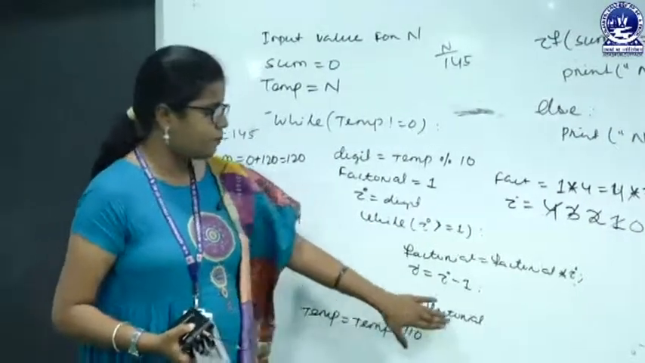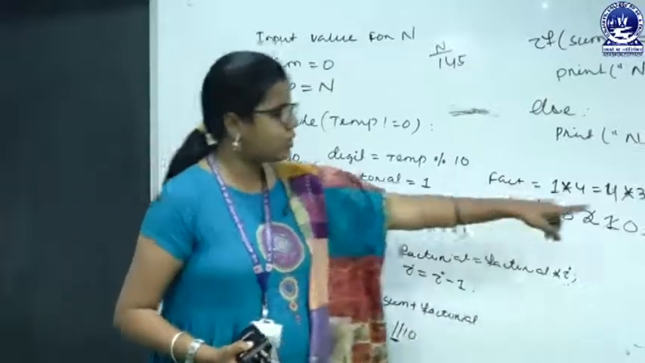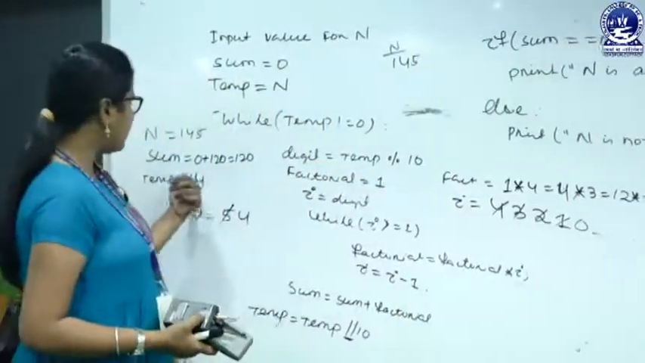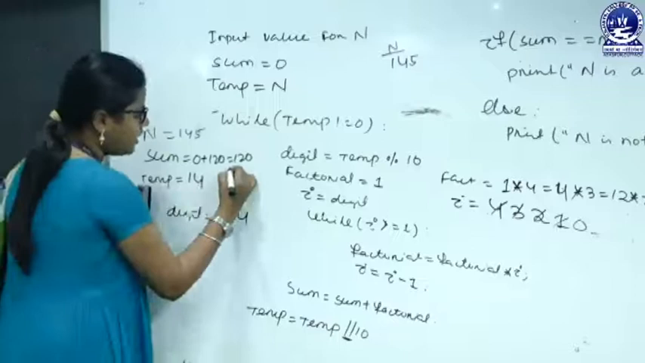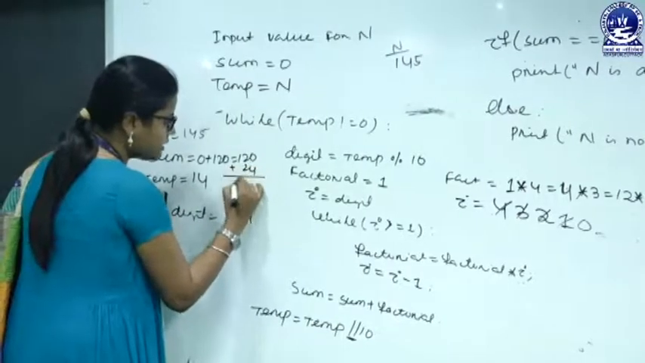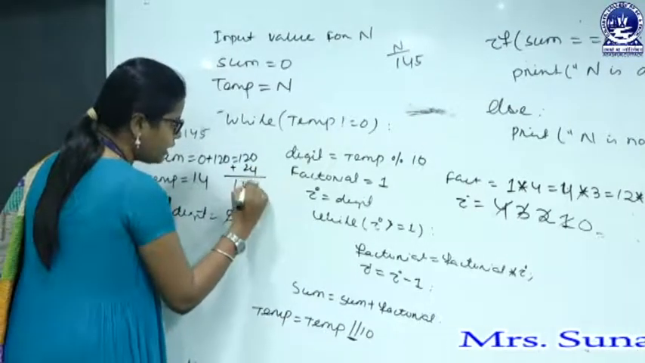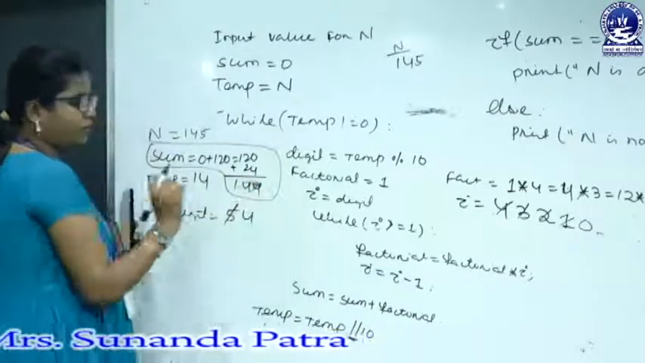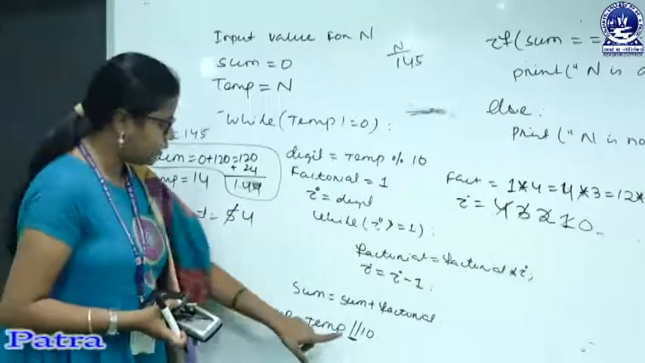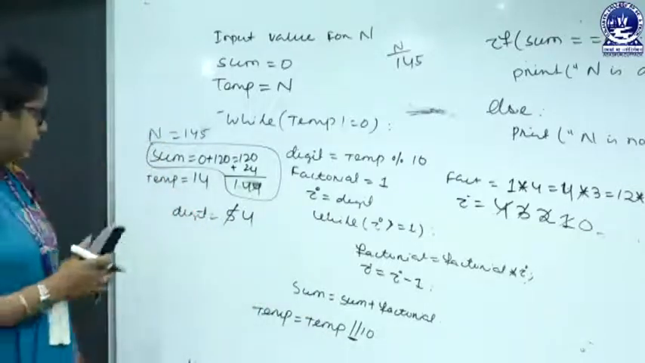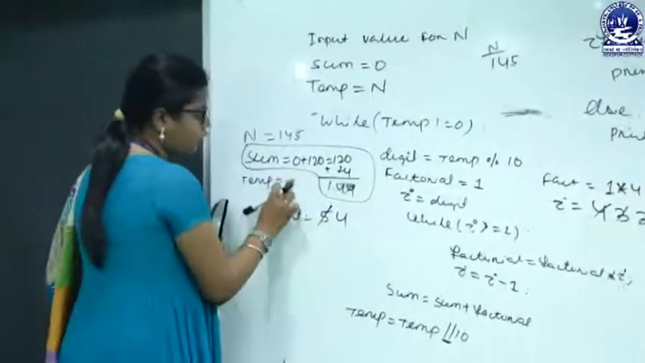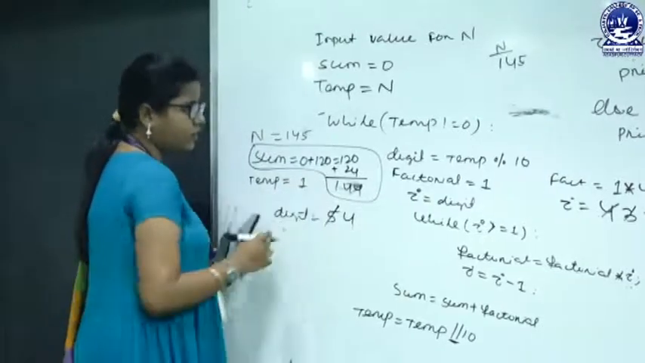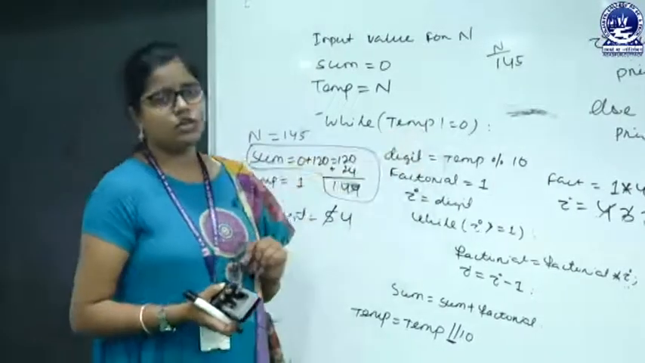Sum equals sum plus factorial. Factorial is what? 24. Sum is what? 120. So 120 plus 24, what is that? 144. So the sum value is now 144. Then temporary equals temporary by 10. So temporary is what? 14. 14 by 10 is what? 1. 1 is not equal to 0.